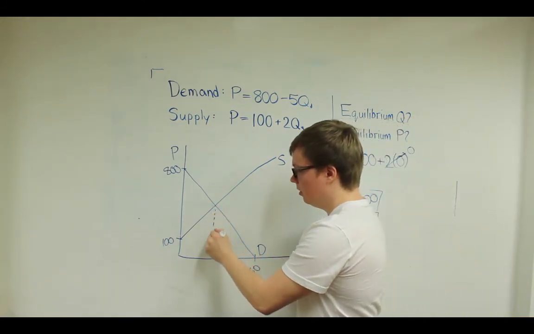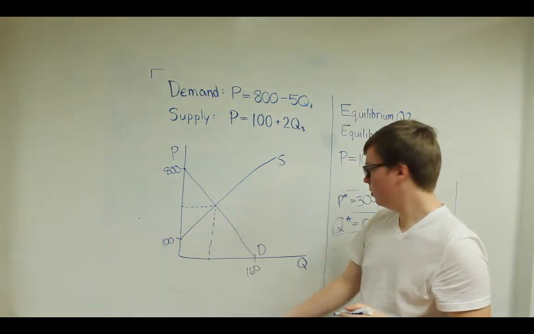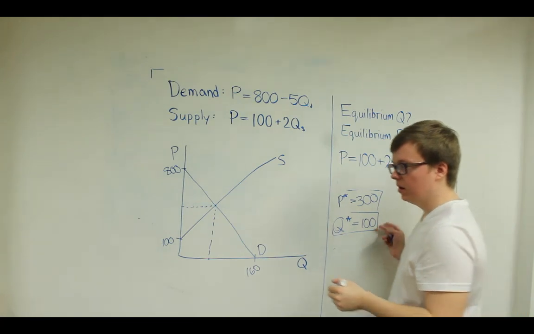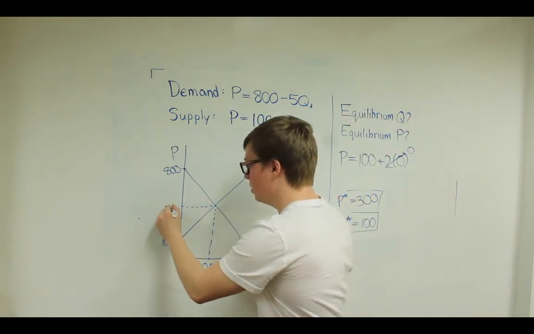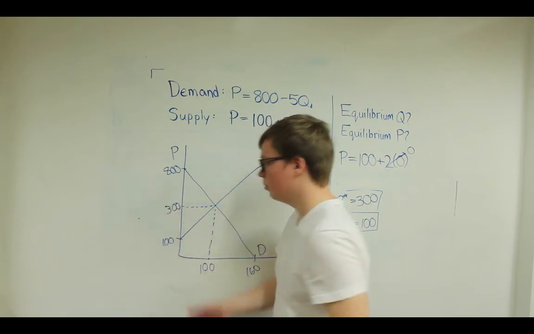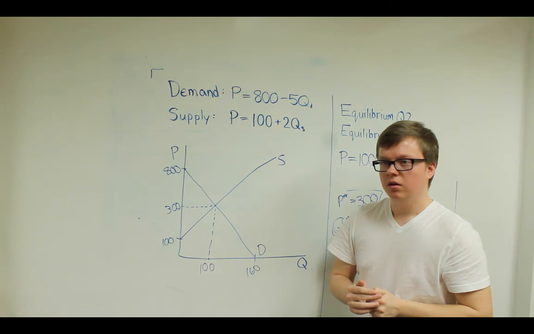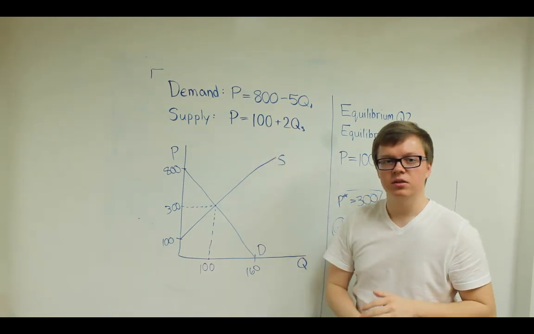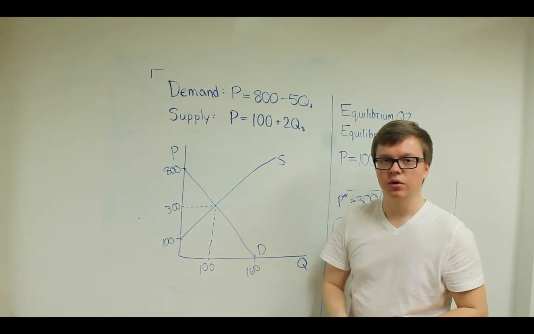And then we solved our equilibrium before. This equilibrium quantity was 100 and the price is 300. So there's quantity and price in equilibrium. So that's how, given the equations for supply and demand, you solve for equilibrium and then graph the curves.